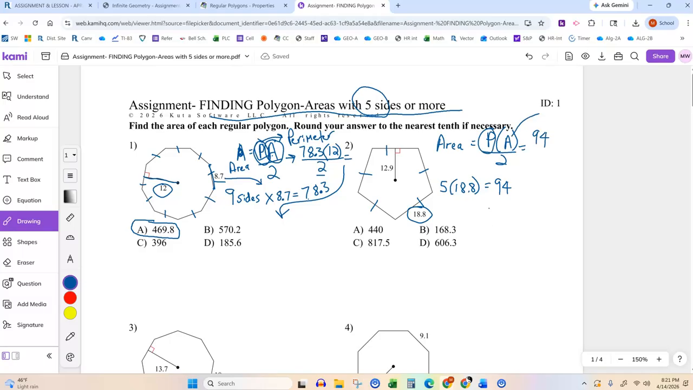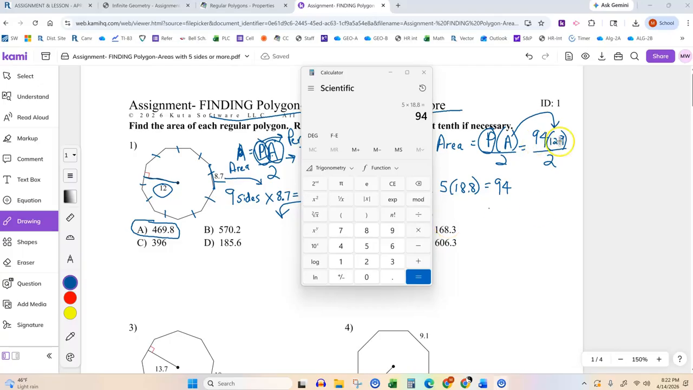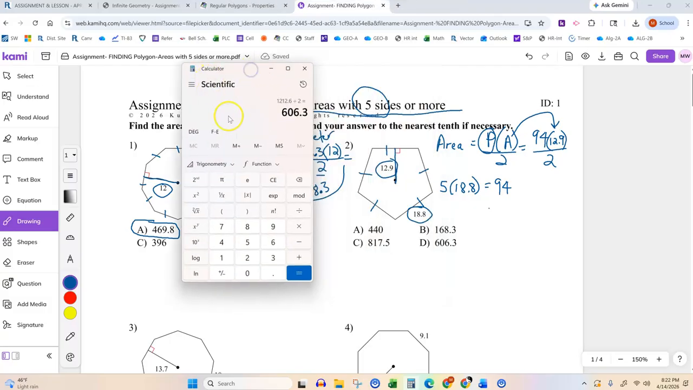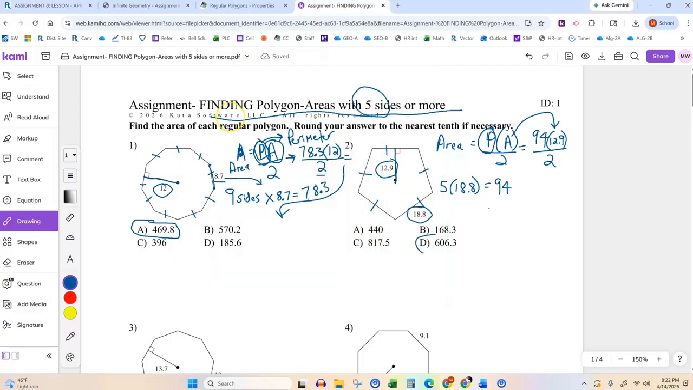But now we need the apothem, right? So what is the apothem? Well, the apothem is the length of this right here, so that's 12.9. And then we have to divide that by 2, right? We always have the 2. Okay, so times 12.9. I already have 94 there. That's 12.9 equals, and then divide it by 2. 606.3, so that's going to be D.